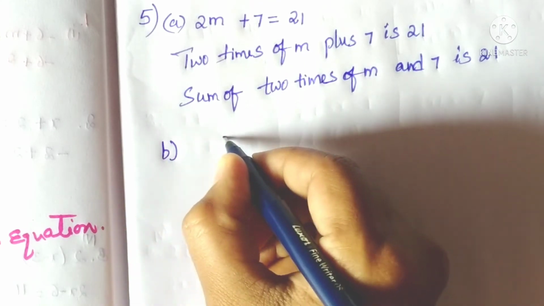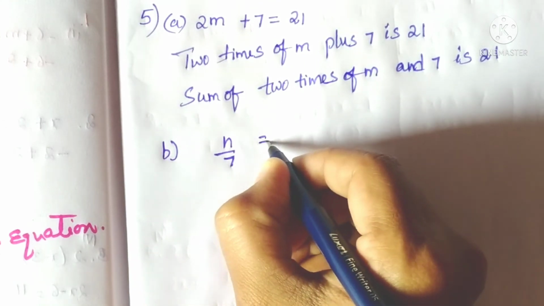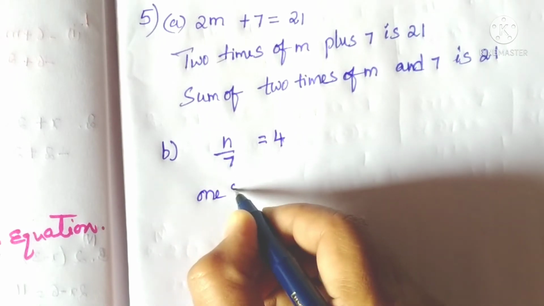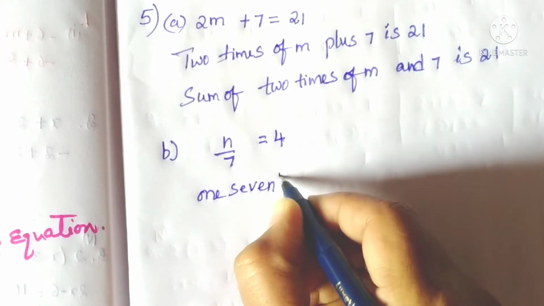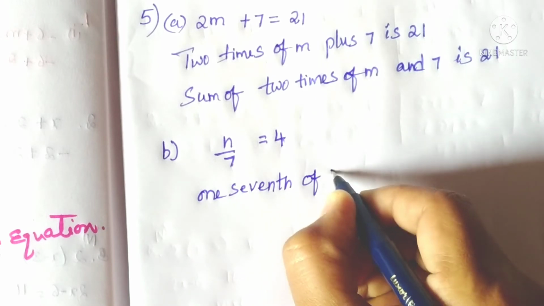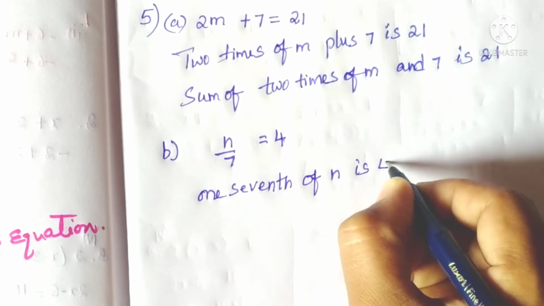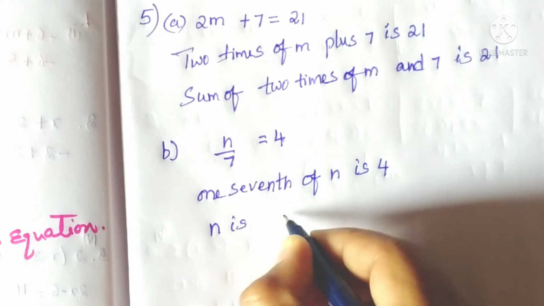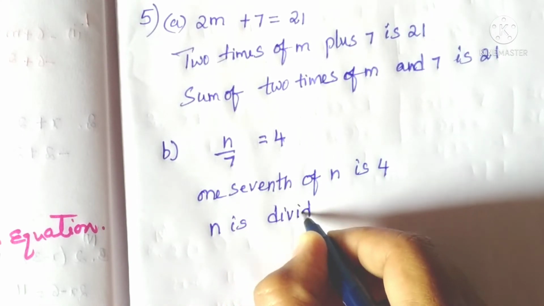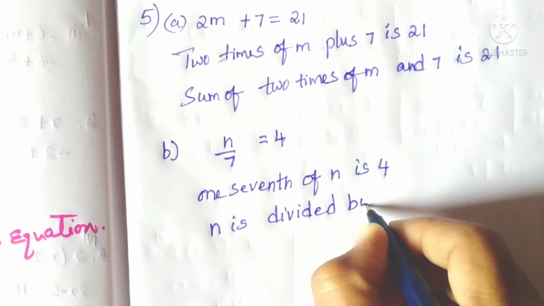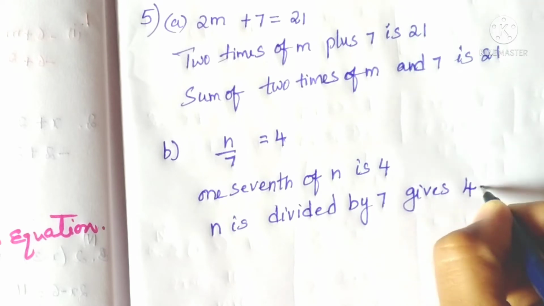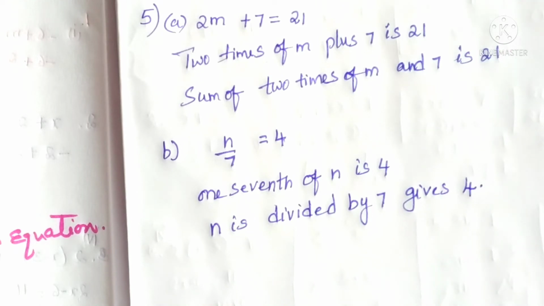Next, our second one, n by 7 equals 4. So 1/7 of n is 4. Otherwise, n divided by 7 gives 4. Okay, so like this you can write the statements.